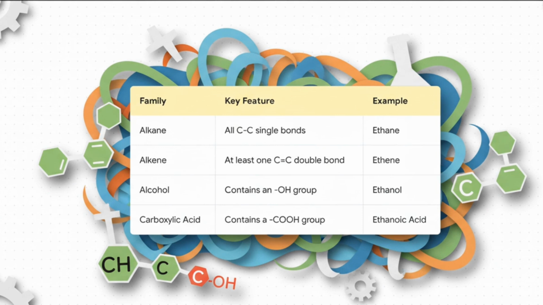So, let's put it all together. We started with the simple saturated alkanes with all their single bonds. Then we introduced a double bond and created the more reactive, unsaturated alkenes. And from there, the real fun started. By swapping out just one hydrogen for new groups of atoms, we unlocked completely new types of molecules with new personalities, like alcohols and carboxylic acids. It's amazing how you can build so much variety from such a simple set of rules.